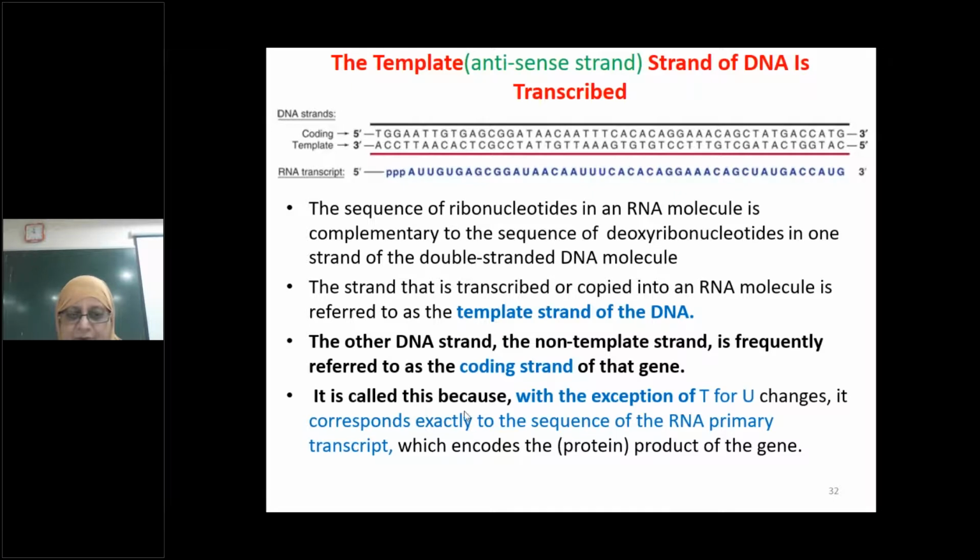And it is called a coding strand because, with the exception of thymine being changed for uracil, it corresponds exactly to the sequence of the RNA primary transcript, which encodes the protein product of the gene. So this RNA transcript that is formed will be complementary to the nucleotides of the template strand, but it will be exactly the same as that of the coding strand, except for thymine being replaced by uracil.